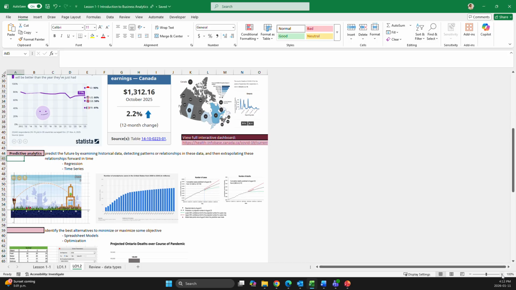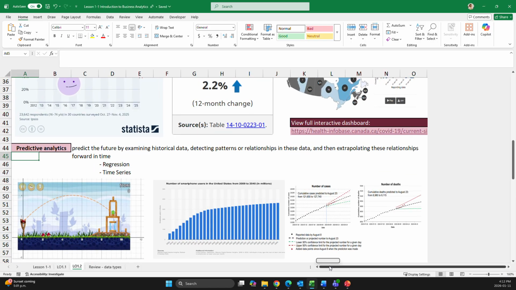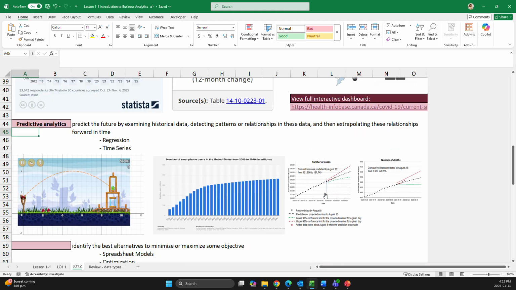And finally, the last example, I'll zoom in a bit more on this one so you can see, is that they had number of cases of COVID. Again, another old COVID related example, up until a certain date. And then beyond that date, they were trying to predict how many cases there would be and how many deaths there would be. So you can see the line in the middle.